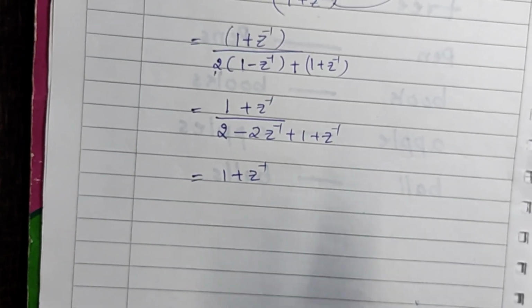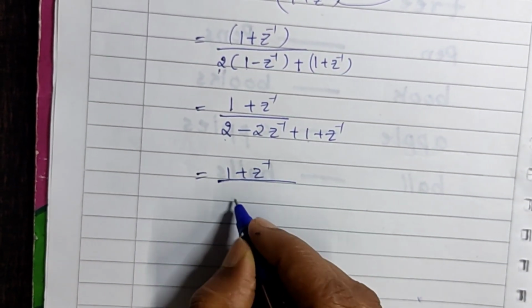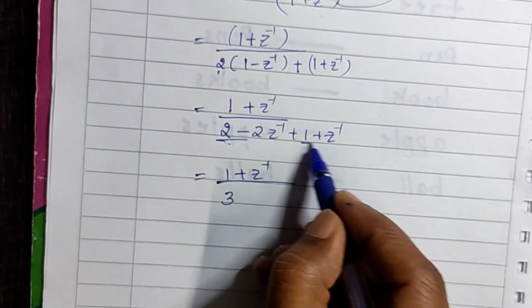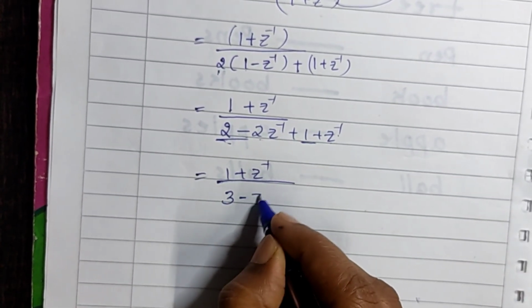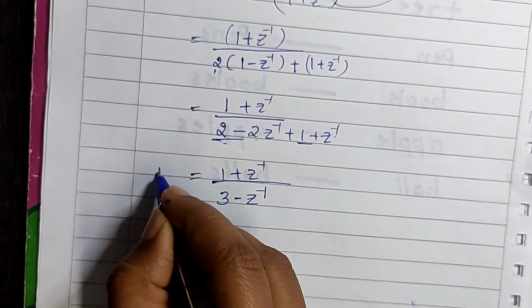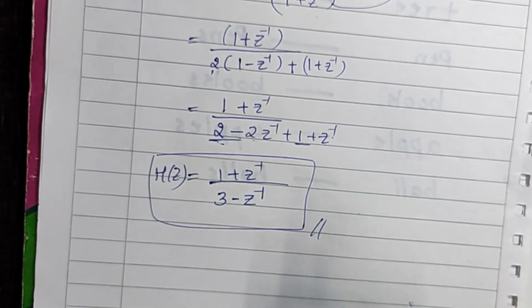1 plus z raised to minus 1 as it is, divided by 2 plus 1 is 3. Okay, 2 plus 1 is 3, minus 2z raised to minus 1 plus z raised to minus 1, which is minus z raised to minus 1, which is H of z. So this is our bilinear transformation.